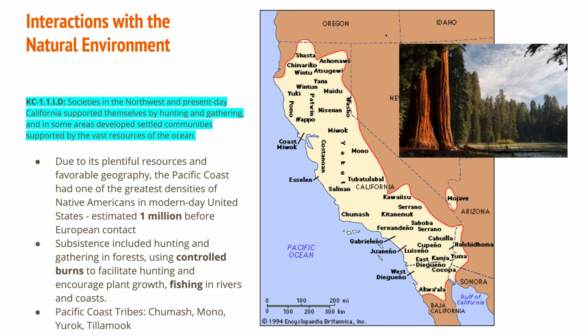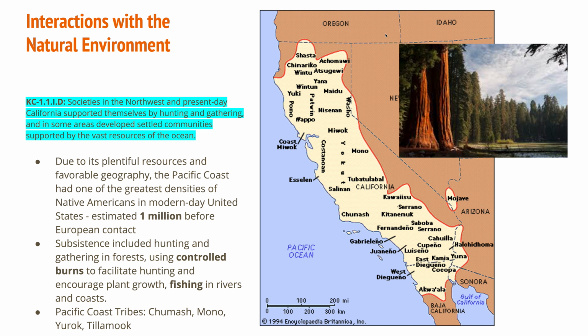Last region that we're going to talk about is the Northwest and present-day California. So the key concept says societies in the Northwest and present-day California supported themselves by hunting and gathering. In some areas they developed settled communities supported by the vast resources of the ocean. Again, you're starting to see a lot more names here on the map of all the native groups, especially in California. California is plentiful in resources and great climate, and because of that, California had some of the highest population densities of natives out of the entire North America.